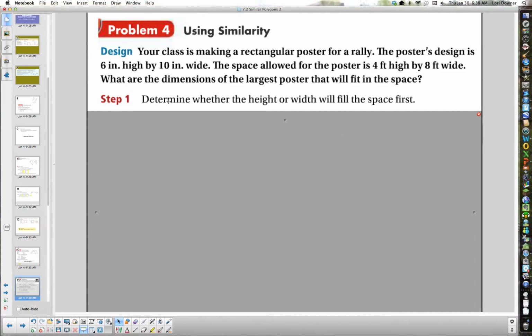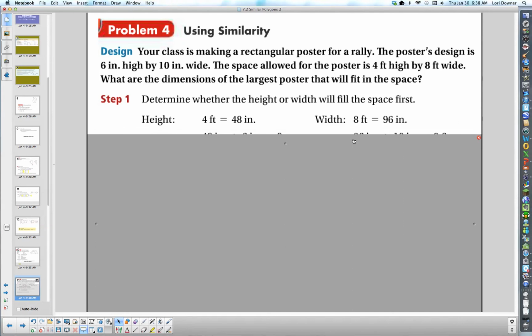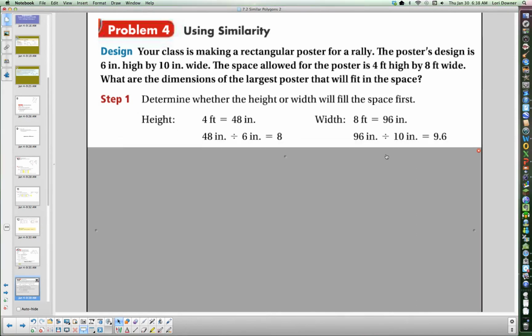The first thing you need to do is determine whether the height or the width will fit in the space first. So the very first thing is you've got to get them both into the same units. So you convert 4 feet to inches and 8 feet into inches. There's 12 inches in a foot, so you're multiplying by 12. Then if I take what's in inches for the height and divide it by 6, because that's how high the poster is, I see that I can get 8 times. So if I took my poster times 8, it would fit, at least for the height.